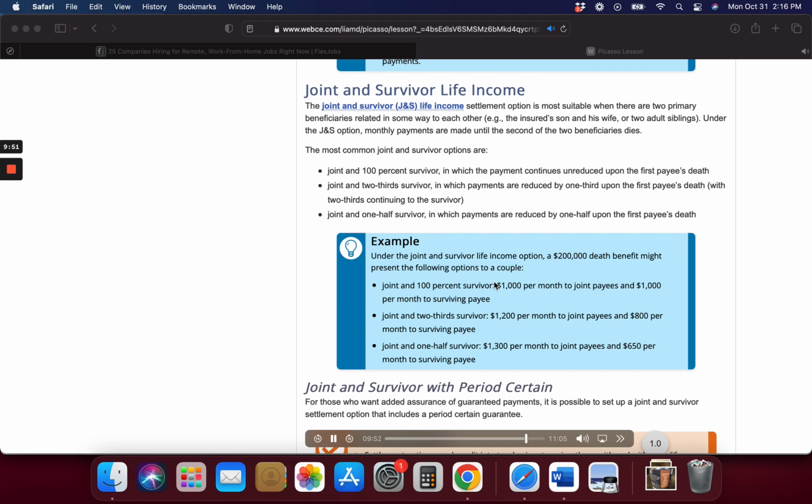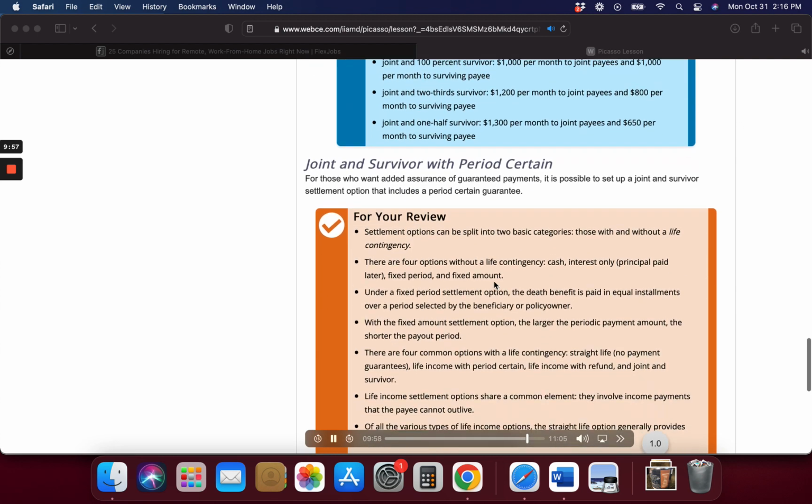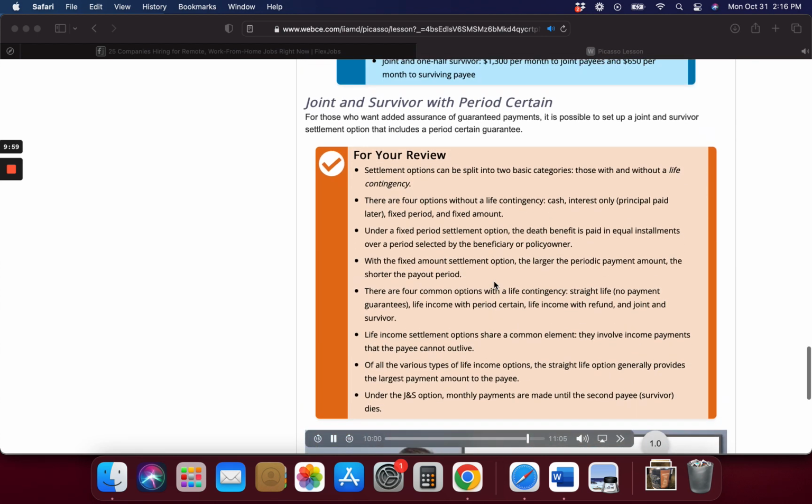For your review, settlement options can be split into two basic categories, those with and without a life contingency. There are four options without a life contingency: cash, interest only, principal paid later, fixed period, and fixed amount. Under a fixed period settlement option, the death benefit is paid in equal installments over a period selected by the beneficiary or policy owner.